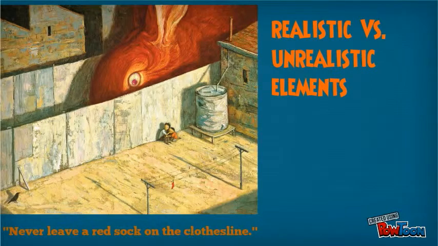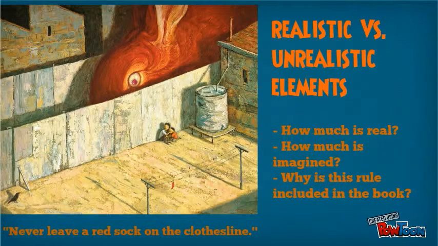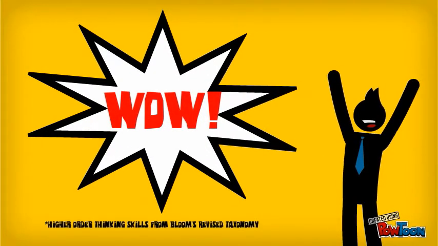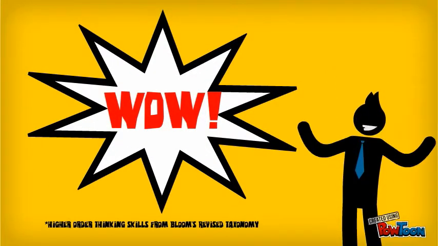a new critical lens. For example, the page with the text, "Never leave a red sock on the clothesline," students interpret the picture, discussing how much is real, how much is imagined, and why this rule might be included in the book. Wow, your students will be using higher order thinking skills in ways you never thought possible.